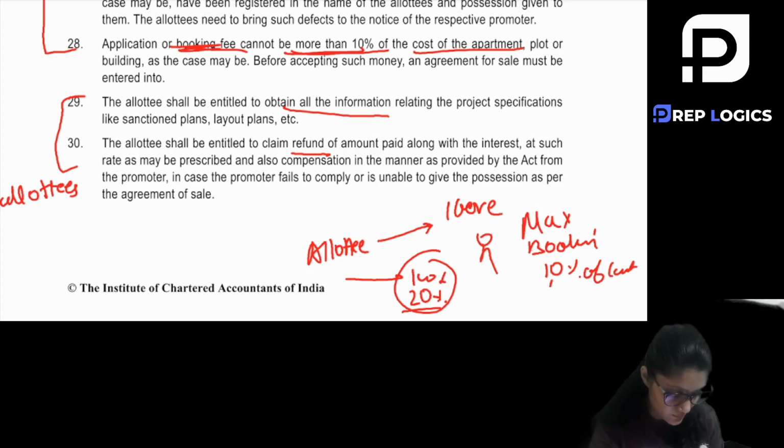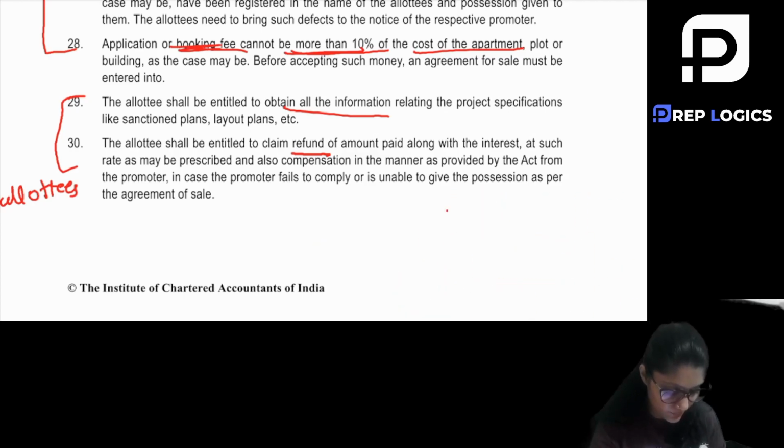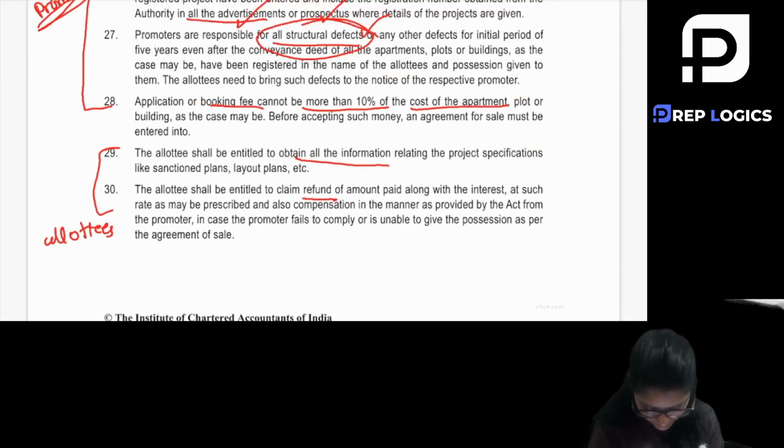Okay, suppose 10 lakh rupees in this case. What is the maximum booking amount that can be taken? 10%. What is the amount that the promoter needs to deposit into the scheduled bank? Whatever he gets, 70%. I hope you are remembering these points.